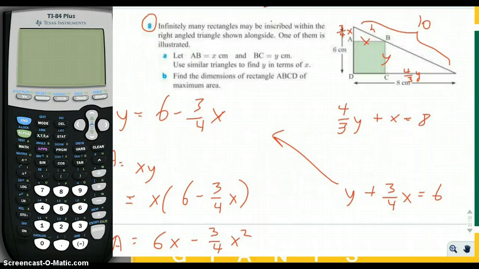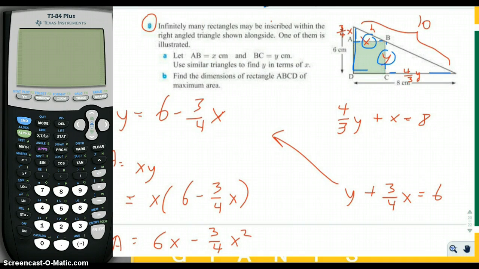Let me use a pen here. AB equals x, BC equals y. Use similar triangles to find y in terms of x. Okay, so can you see that this triangle here is a big version of this smaller triangle here and this smaller triangle here? So there are 3 triangles here, a big one, and 2 smaller ones that are white. So all of them have the same proportions.